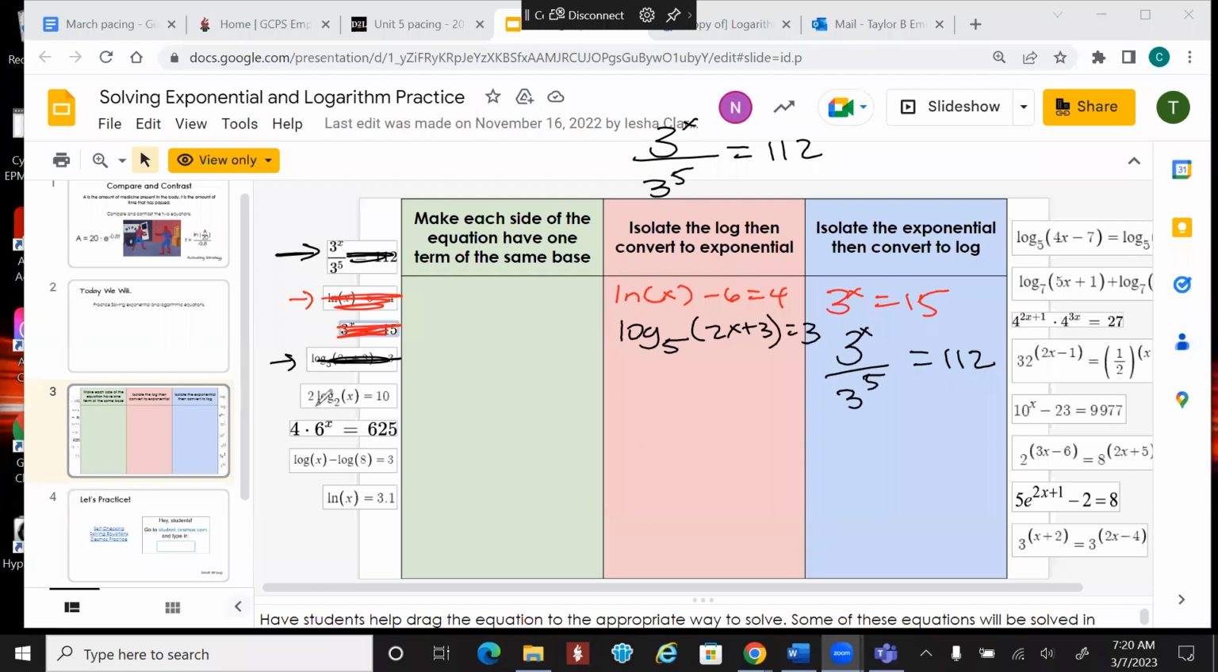Okay. On the next one, we have 2 times log base 2 of x equals 10. I'll write that up at the top so you can actually see it. We have 2 times log base 2 of x equal to 10. What's the first thing we're going to do here? What's the first thing we're going to do?